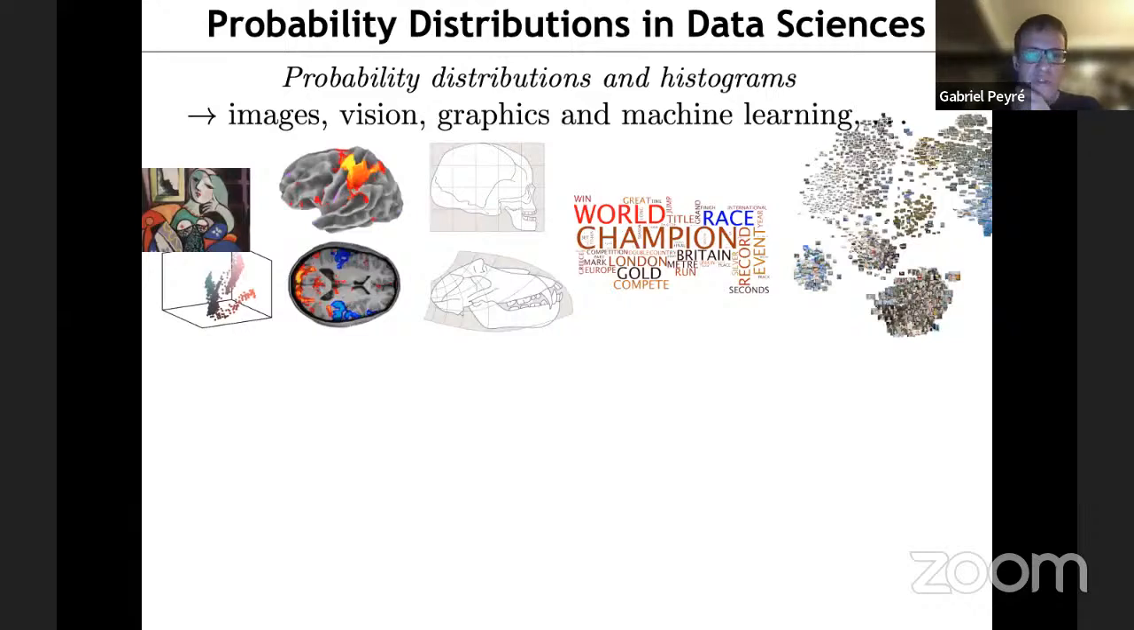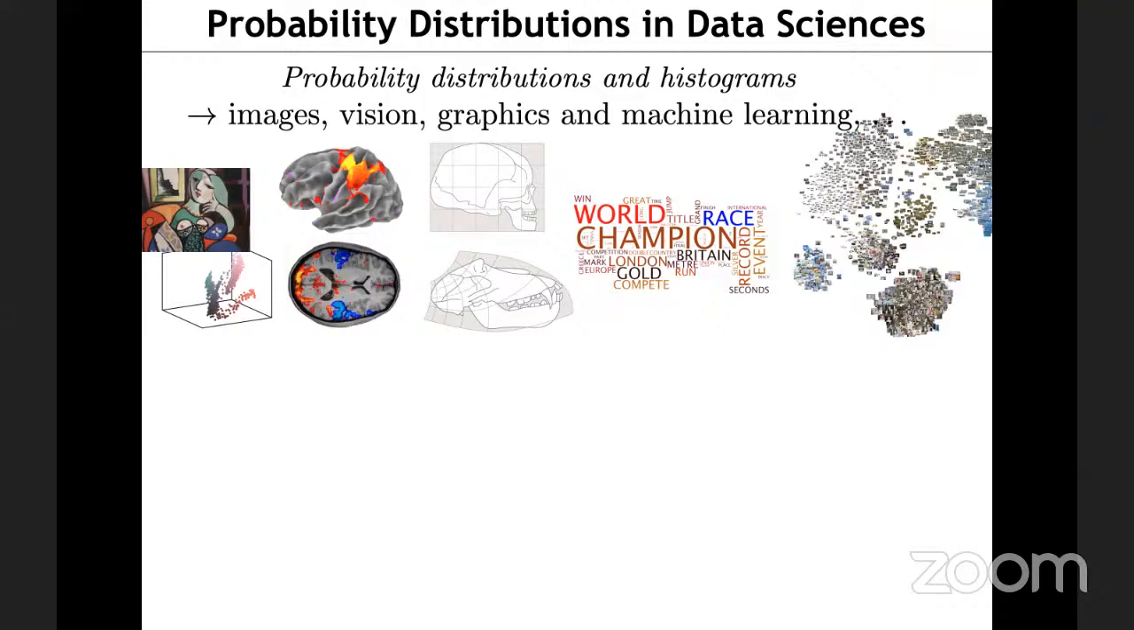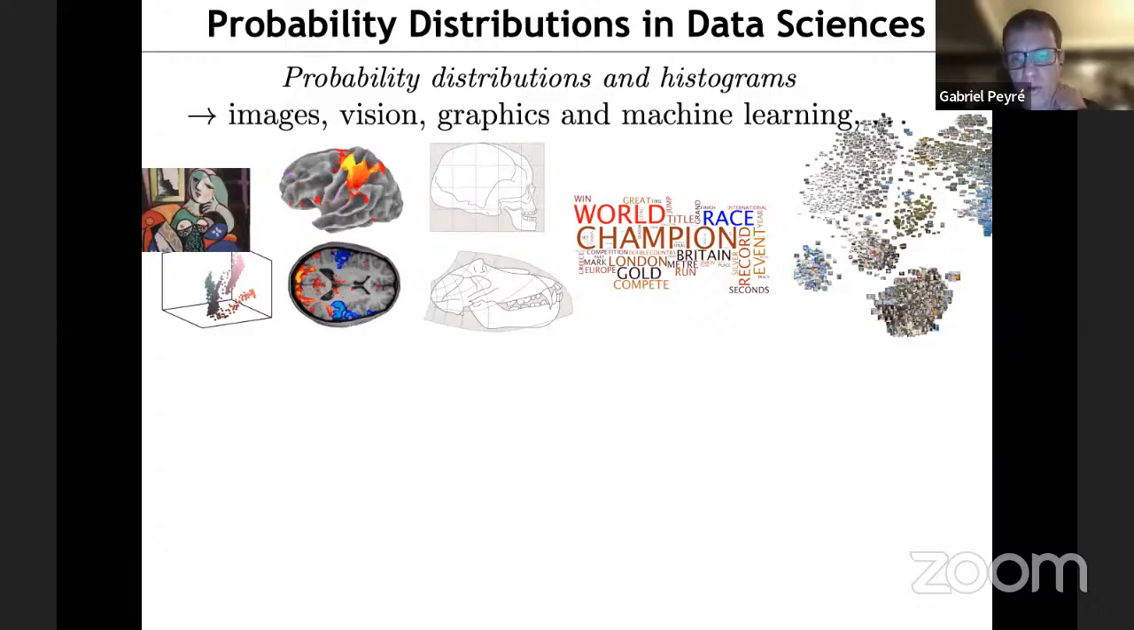A bit of motivation. First, there are many application scenarios, both in low dimension, like image processing or shape registration, and also high dimensional problems in machine learning, where you want to compare distributions of points or more general probability densities. It could be the colors of images. It could be some activity, for instance, in the brain. These are on the left side of the figure.